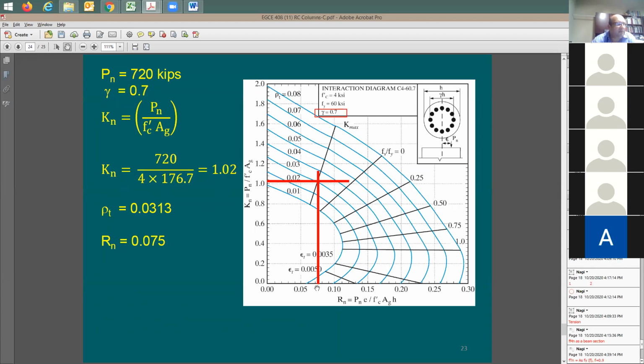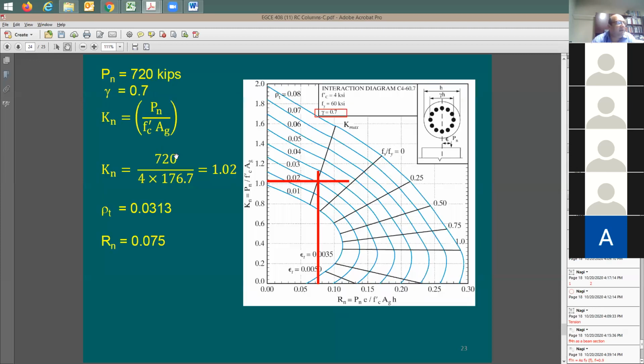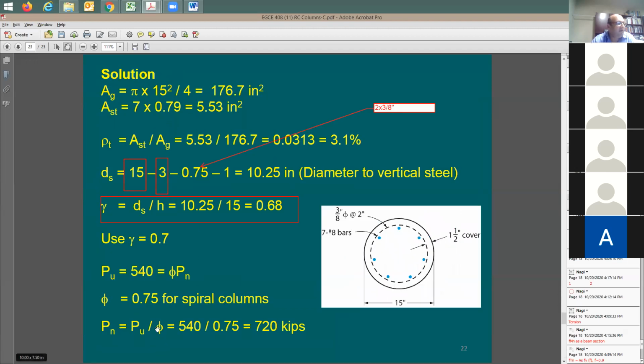How much is R sub n in your opinion? 0.075. Yeah, 0.075. Now, this Rn equals what? Equals all of this. What information do you have about this? Now Pn, we have that. Here's the Rn, I have Pn, I have f prime c, I have Ag, I have h, the diameter. I can solve for e. Take this e, multiply by phi Pn. Here is the phi Pn.